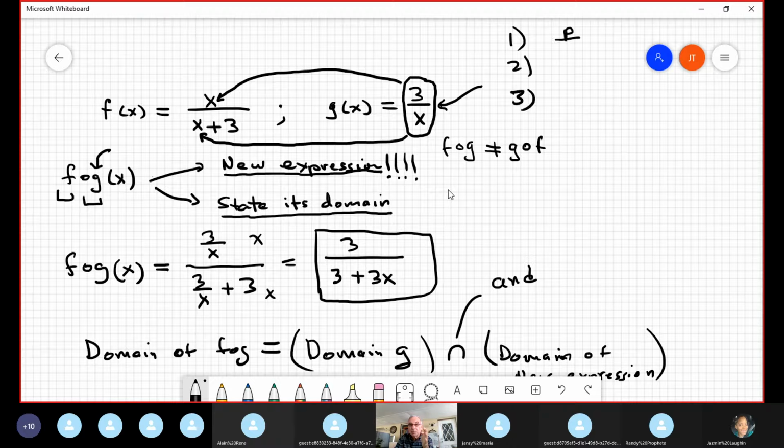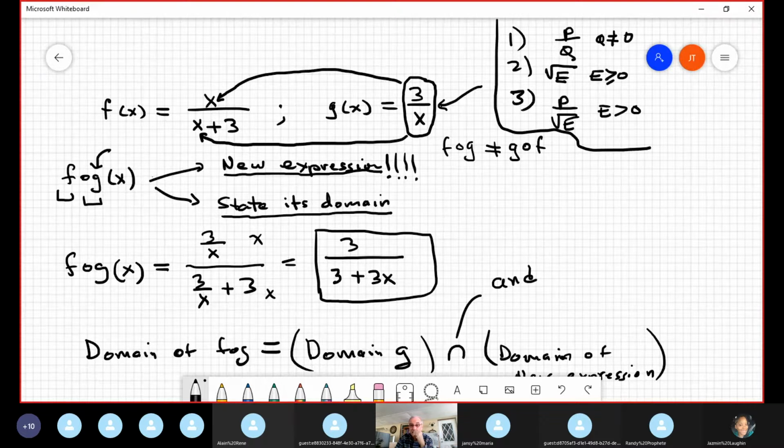Number one is division by something, the denominator part not zero. Number two is a radical, something non-negative inside the expression. Non-negative means positive or zero. And number three, when this division is positive. This is the classical, okay, I repeat it again and again for you now.